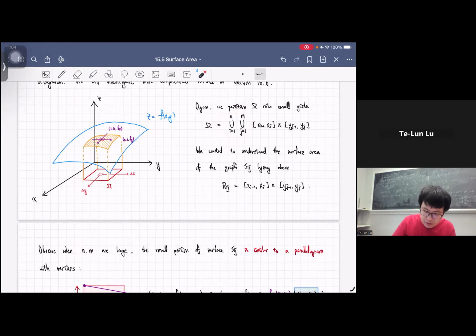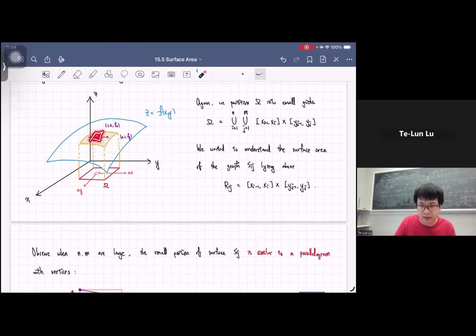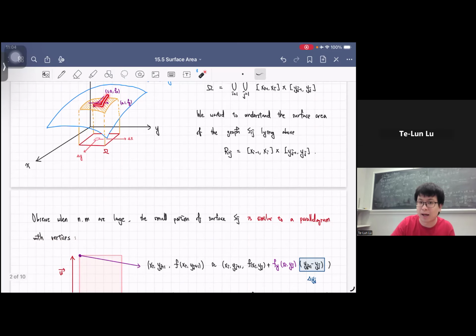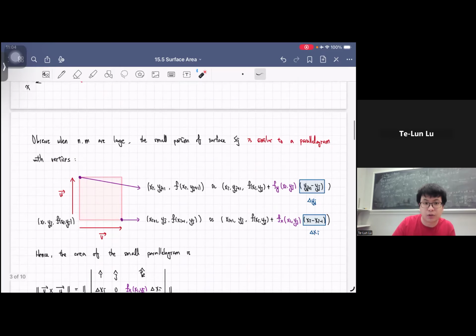In that case, this actually looks like a parallelogram, right? Because the slope, the curvature is almost zero. It almost looks like a flat surface. So we can understand this as a parallelogram when the mesh is so small. In that case, let us first note the vertices of this parallelogram.